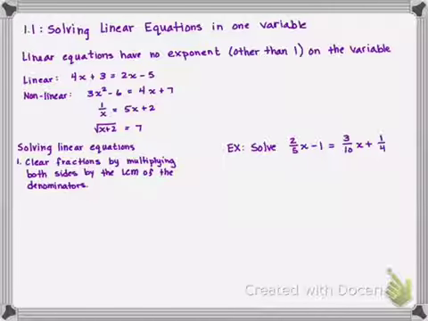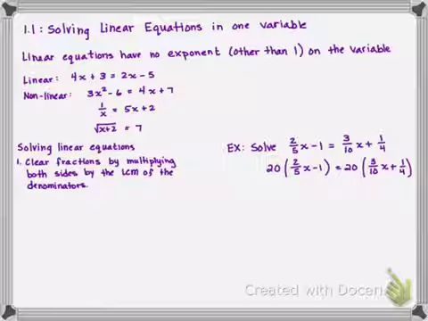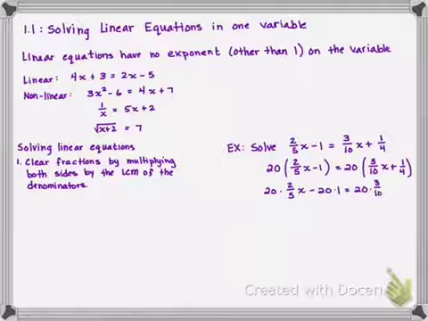So we're going to multiply both sides by 20. So 20 times the entire left side equals 20 times the entire right side. And then I'm going to distribute. So multiplying both sides by 20 really just ends up meaning I'm going to multiply 20 by all 4 terms, so both terms on both sides of the equation. So I have 20 times 2/5 x minus 20 times 1 equals 20 times 3/10 x plus 20 times 1/4.